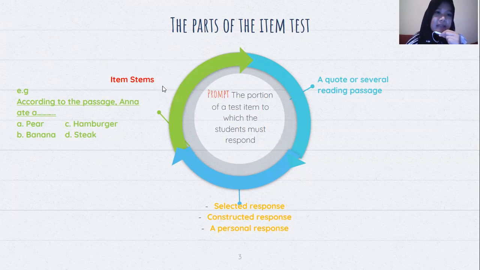The first one is item stems. As an example, "According to the passage, Anna ate a pear, a banana, a hamburger, and a steak." What I underline here, "According to the passage, Anna ate a", is what we understand as the item stem. It's a part of the prompt. And then the second form of prompt can be a quote or several reading passages. It is usually found in fill in the blank questions or true false, and there is a reading passage first as a part of the prompt.